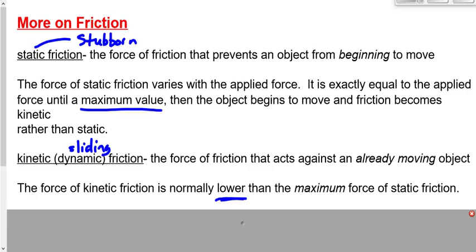Remember I said static friction is that pain in the butt, stubborn force that pushes just as hard as it needs to. It's like it's taunting me. I push with 5, it pushes with 5. I push with 15, it pushes with 15. I push with 20, it pushes with 20. Kinetic friction is smaller than the maximum possible value of static friction. That's why it's easier to keep something moving than it is to get something moving, because kinetic friction is smaller than maximum static friction.